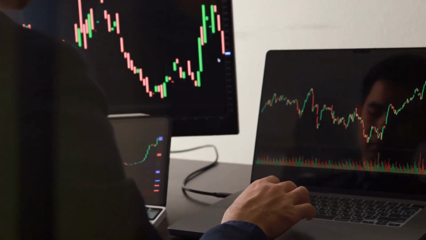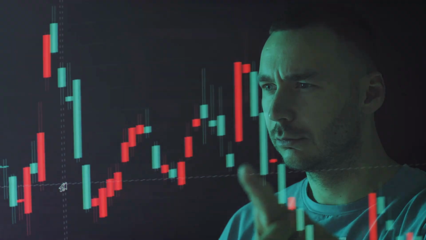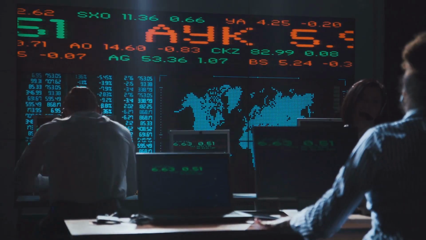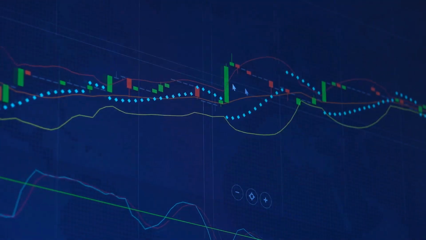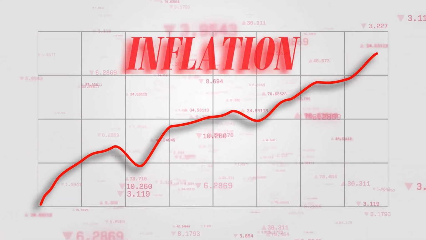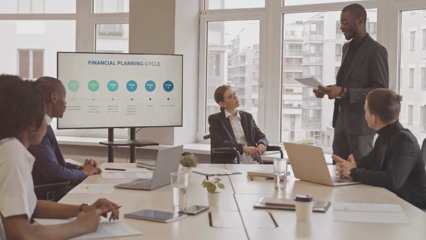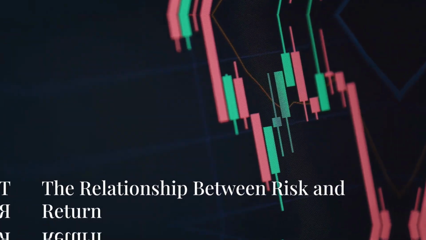Risk is an inherent element in investing, referring to the uncertainty of future returns. Higher potential returns usually come with higher risks. Market risk affects the overall market, while interest rate risk impacts fixed income securities. Inflation risk erodes purchasing power, and credit risk involves borrower defaults. Understanding these risks helps investors make educated decisions.